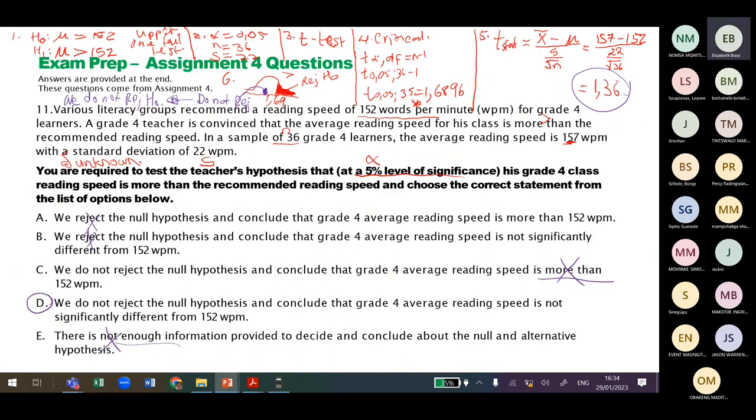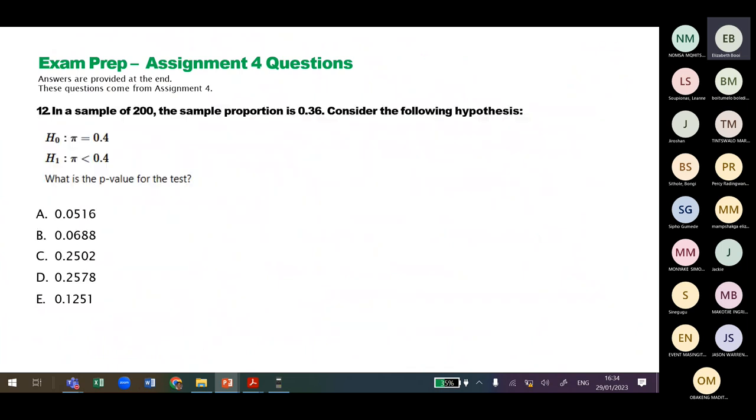Okay, so let's look at the second last question, and then we will be done with today's session. In a sample of 200, the sample proportion is 0.36. Consider the following hypothesis. The null hypothesis states that the population proportion is 0.4, and the alternative states that the population proportion is less than 0.4. What is the p-value?